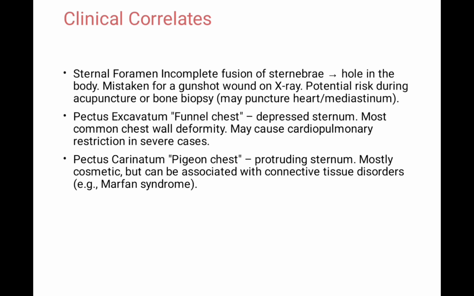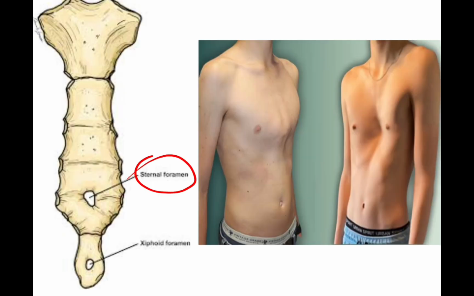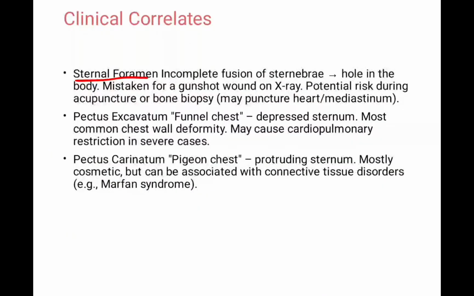Clinical correlates. Why is this knowledge important? Let's talk about the sternal foramen. Let me show you an image. This is a sternal foramen. We have a hole in the sternum. You can see it in the xiphoid region. So the sternal foramen is an incomplete fusion of the sternebrae.